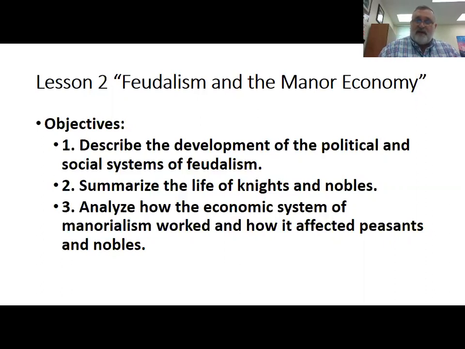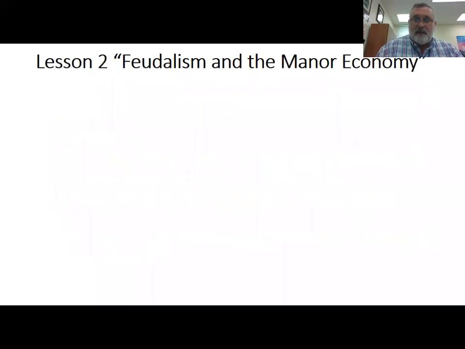We're also going to summarize how knights and nobles lived, the stark differences between different social groups in Western Europe during the Middle Ages. So these are our objectives and overviews.